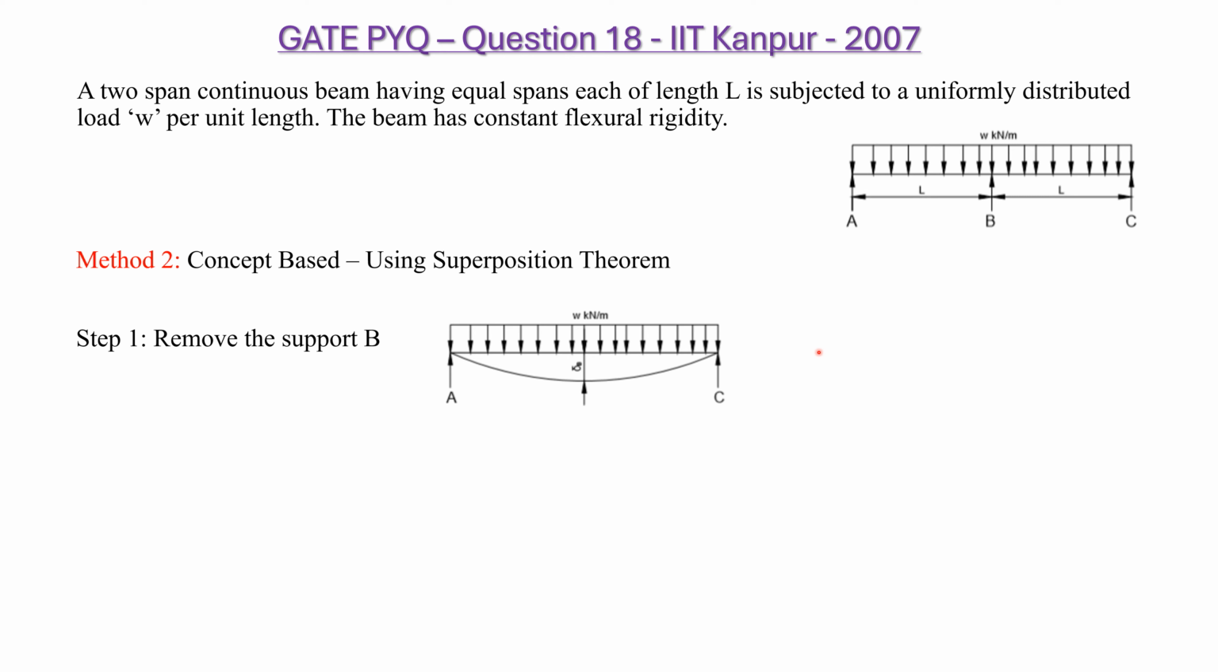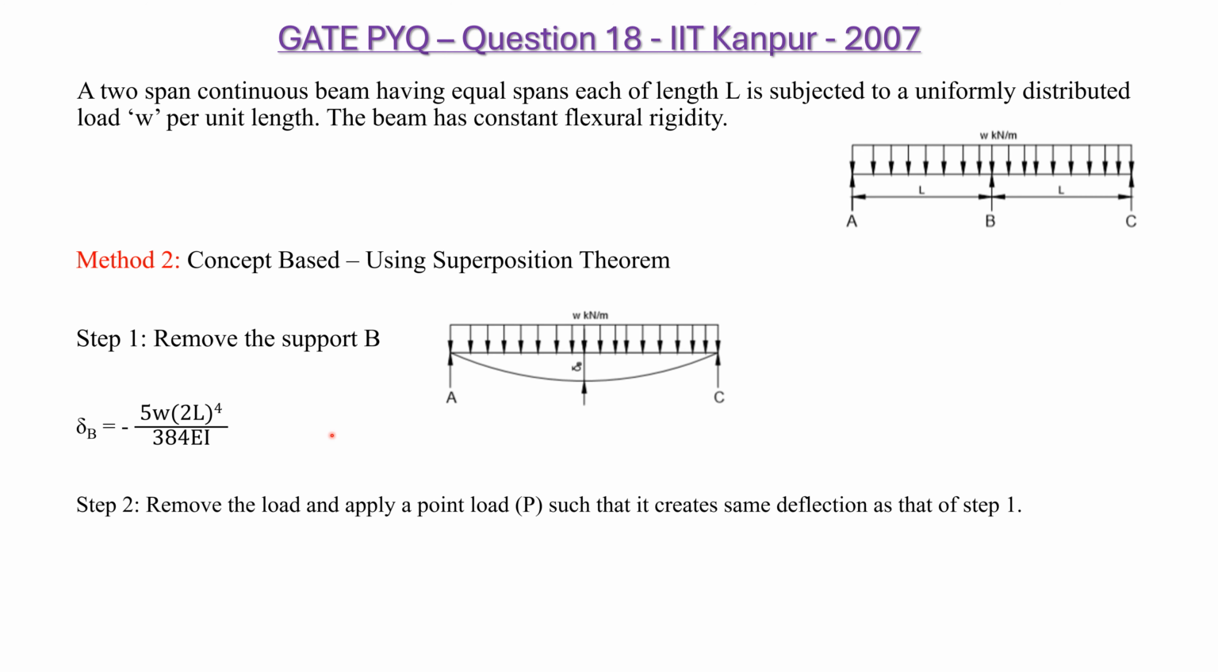Now we know that from our standard deflection formula, that is deflection at B for a simply supported beam when a UDL is acting over the entire span is given by 5WL power 4 by 384 EI. In our case, L is 2L because we have two spans of equal length, that is L. Therefore, I'll substitute in place of L, that is 2L. So this is our first step. Now we know that deflection at midspan of this beam is going to be this value.